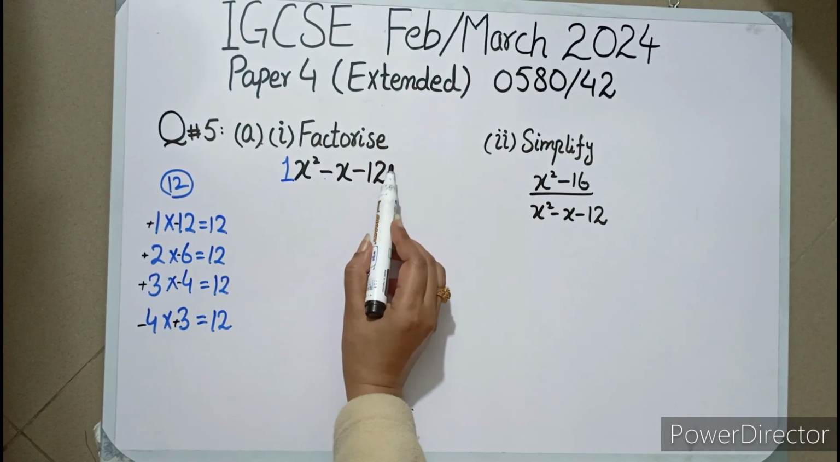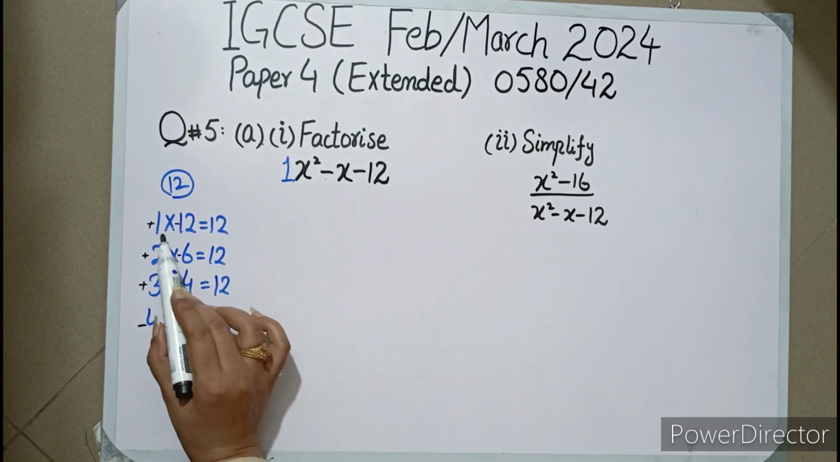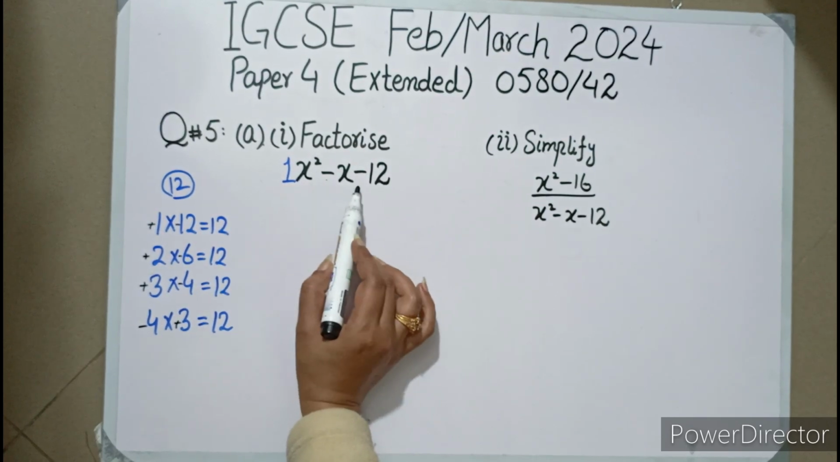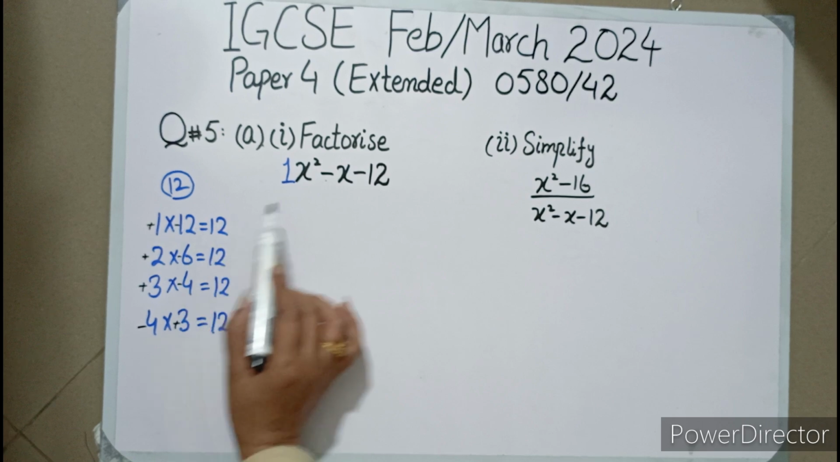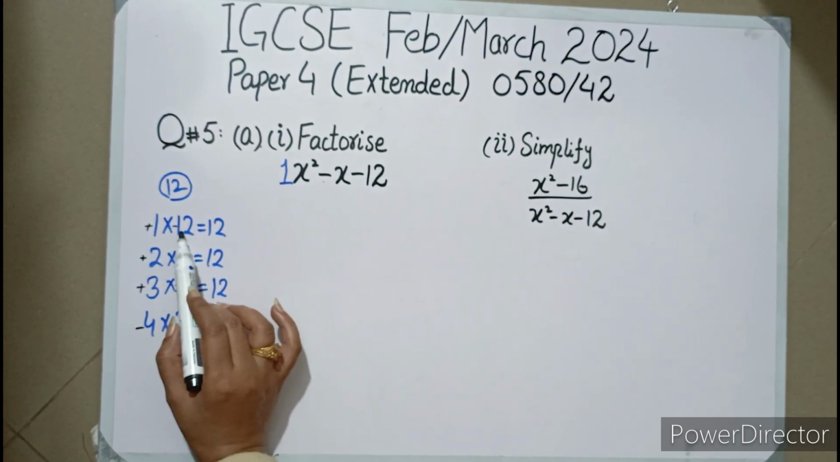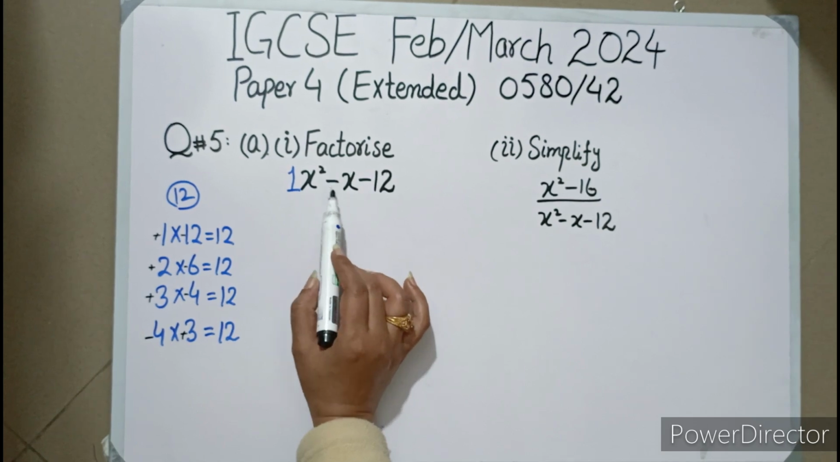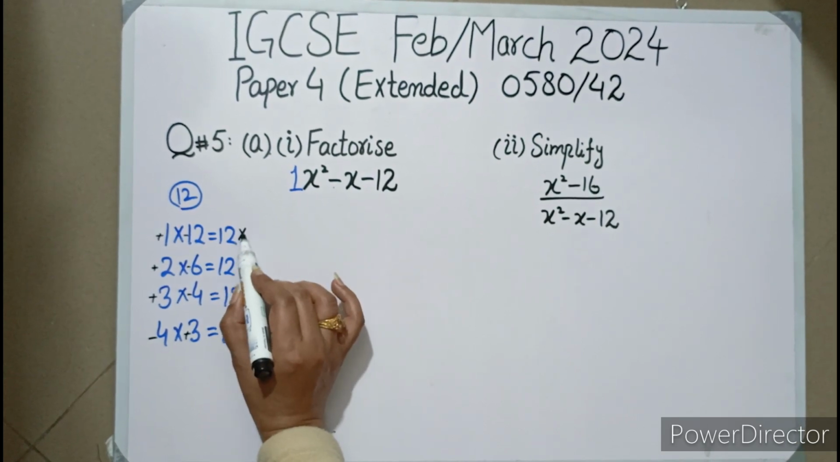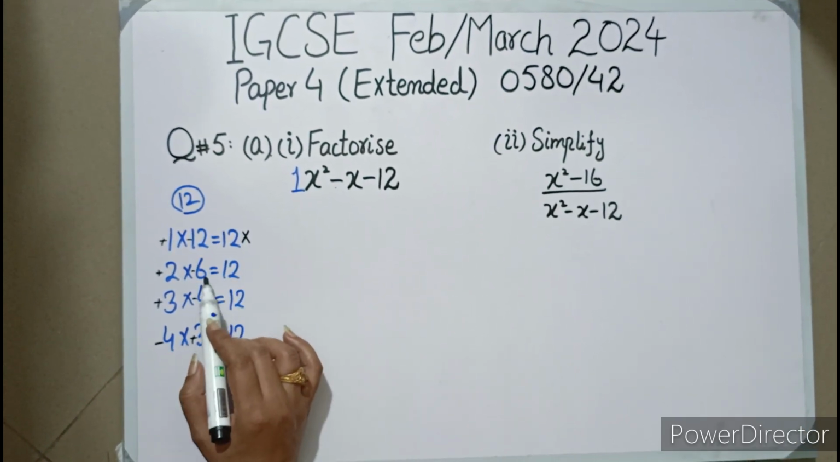Now we have to see the two conditions. When we multiply, we should get this number. When we add or subtract, we should get the middle term. 1 into 12 will be 12. But plus 1 minus 12 will be minus 11. But here it is 1. So this is not the factor. Move towards the next one.